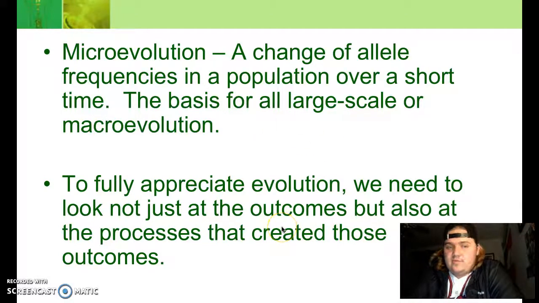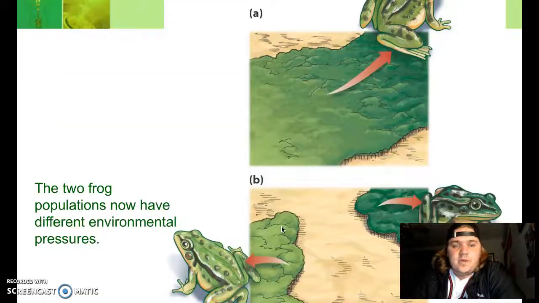And like this says, to fully appreciate evolution, we need to look not just at the outcomes, but at the process that created those outcomes, and that's evolution. Because the whole idea with evolution is you look at where it came from, where it started, and how it progressed and became what it is today. It's just like showing how frogs have changed and how over time the trees divided in picture A. It divided the trees and the color of the frogs went each way with it from A to B.